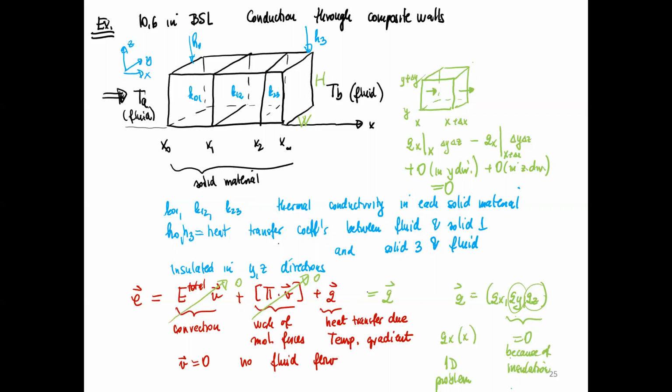I was working within this very small area, but I could have done this balance over this entire slab, and instead of delta y, delta z, just write wh. That is perfectly fine, and this is how the textbook does it. So my equation is actually simple: qx evaluated at x times this area, minus qx evaluated at x plus delta x times the same area, is equal to zero. Oh my goodness, that is simple.